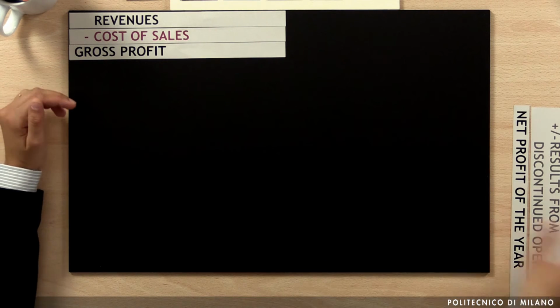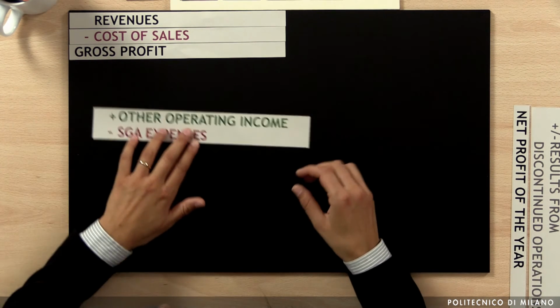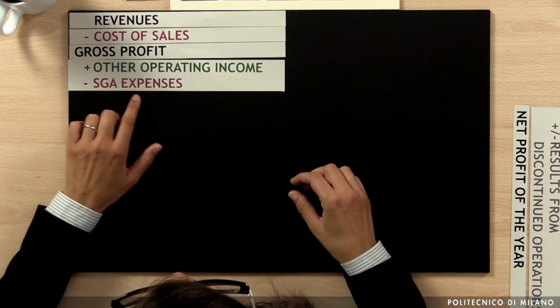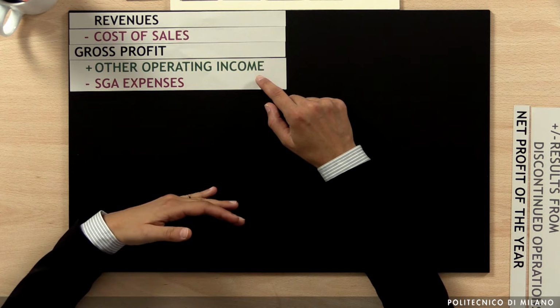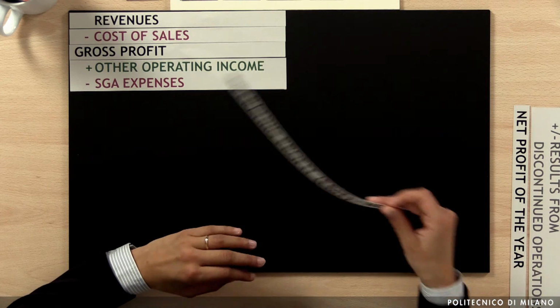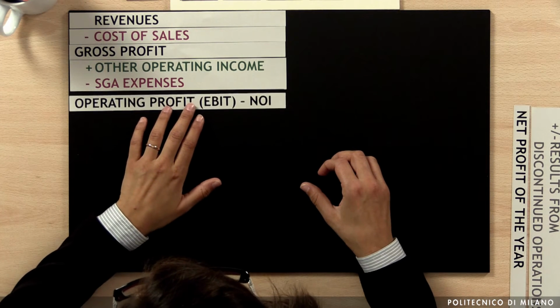Once we have the gross profit, it is necessary to add what is defined as other operating income, minus the selling, general and administrative expenses. Other operating income relates, for example, to other revenues related to rent or royalties, which are not specifically related to the production, but still we are talking about operating revenues. Minus selling, general and administrative expenses. So we are talking about operating costs which are not specifically related to production. For example, we have advertising costs, administration costs, selling costs, and this difference defines what is called operating profit.